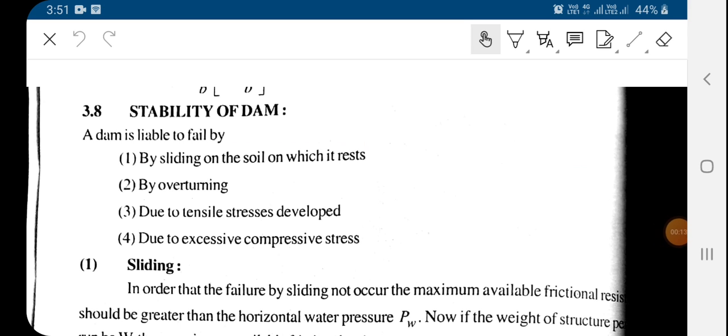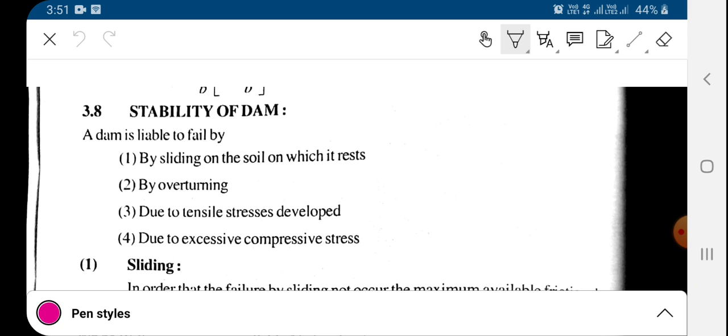So today we are going to study the stability of this dam. Generally, these are the failure criteria for the dam. The dam is liable to fail by these four criteria. First one is by sliding on the soil on which it rests. Second one is by overturning. Third one, due to the tensile stresses developed. And fourth, due to the excessive compressive force. So these are the four causes for the failure of the dam that we are going to study.